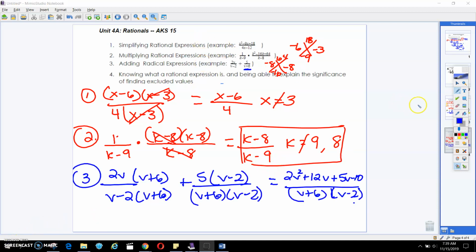I'm going to take what's in the denominator, so this and this, and I'm going to multiply each fraction by it, and then I'm going to combine everything. My next step would be to combine my like terms. So that's going to give me 2v squared plus 17b minus 10 over b plus 6 times v minus 2. b cannot equal -6 and 2.